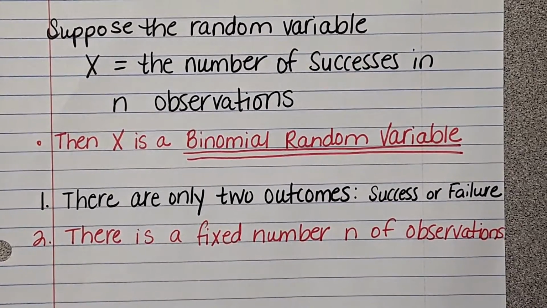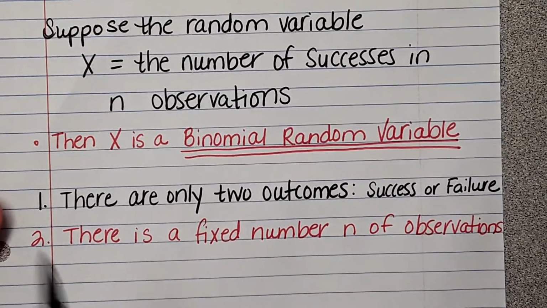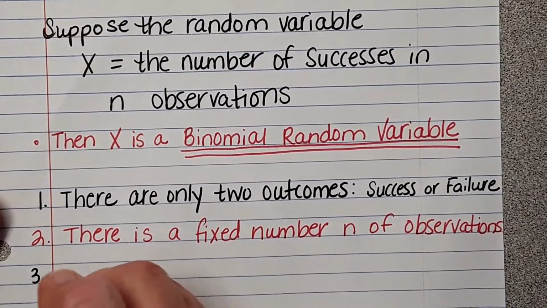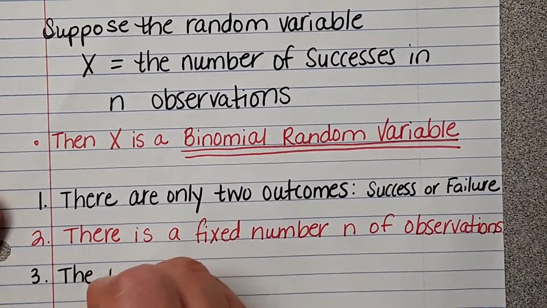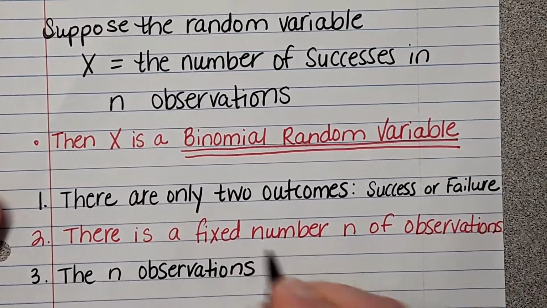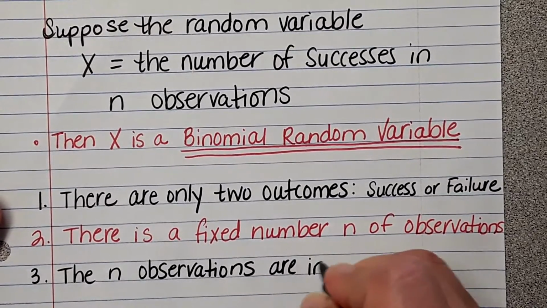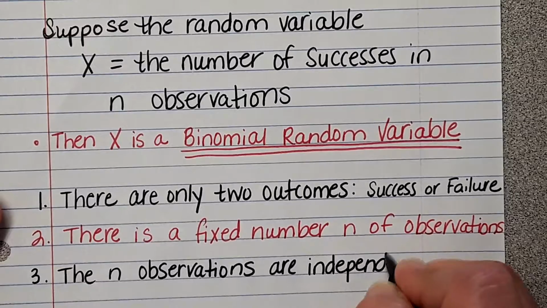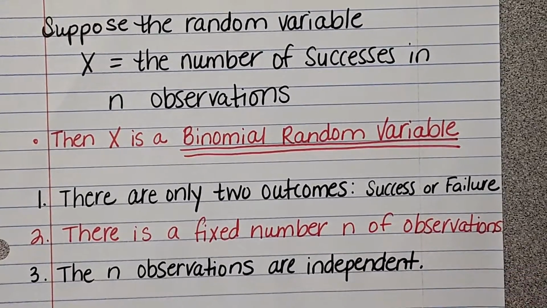So you can apply it to anything, but some things are not. If one thing is missing, it's no longer a binomial. Okay, so there's 2 outcomes, success or failure. You have a fixed number of trials. The other thing is that the n observations are independent. Were our questions on our quiz independent? Did number 1's choices affect number 2? No, they didn't. So they're independent, okay?